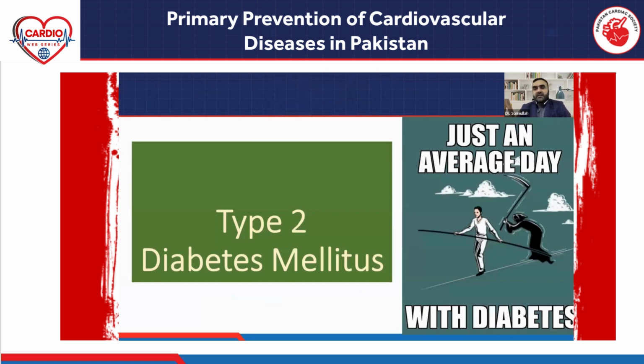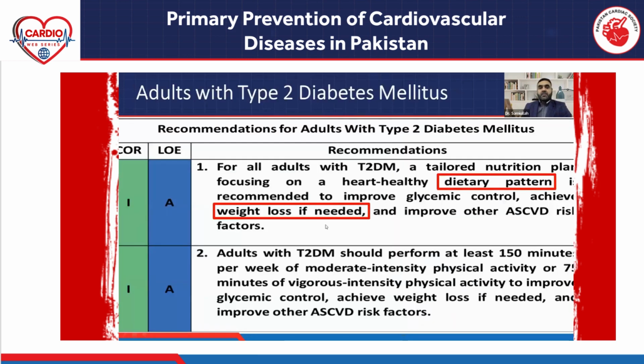Type 2 diabetes mellitus is definitely something right behind you if you're walking on a rope like this. So a diabetic patient lives his average day like this. For all type 2 diabetic patients, you need to have a dietary pattern, and their dietary pattern is recommended to improve two things: improve glycemic control and achieve weight loss if needed. If they are overweight or obese, you need to improve the glycemic control and achieve weight loss as well.